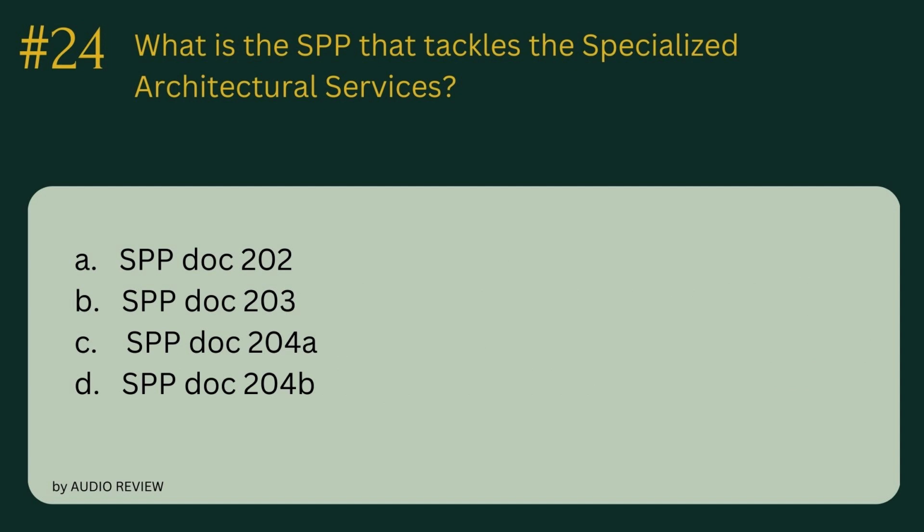Question 24. What is the SPP that tackles the specialized architectural services? A. SPP Doc 202. B. SPP Doc 203. C. SPP Doc 204A. D. SPP Doc 204B. The answer? It's B. SPP Doc 203. For the specialized architectural services is the SPP Doc 203.